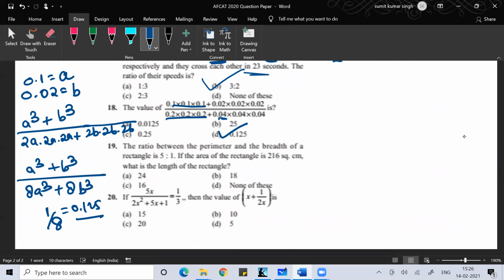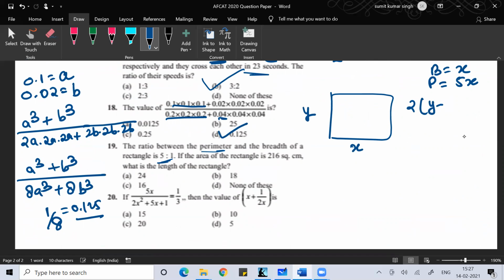Now see this. You know the rectangle. The perimeter of a rectangle is 2 into L plus B, and area is L into B. So the ratio of perimeter and breadth is 5 is to 1. So if the breadth is x, the perimeter is 5x. Let the length be y. So 2 into y plus x is equal to perimeter, which is 5x.